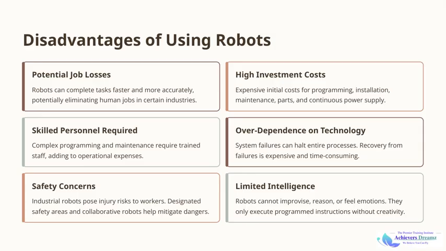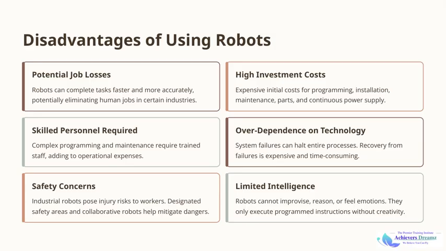Setting up robotic systems involves significant expenses, not just for the robots themselves, but also for programming, installation, ongoing maintenance, parts, and ensuring a continuous power supply. These costs can be a barrier for many organizations. Then there's the need for skilled personnel. Operating and maintaining these robots requires specialized training, which adds to operational expenses. It's not just about buying the robots. You also need trained staff to keep everything running smoothly.